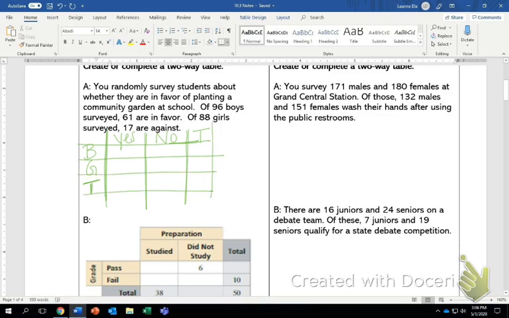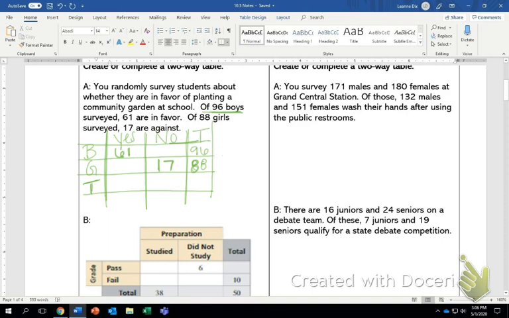Okay. So now that I'm done with that, I can fill in the pieces that I need. It says of the 96 boys, well, that's my total boys. So I'm going to put my 96 over here in my marginal frequency. They said that 61 of these boys are in favor. So I'll put 61 here. They were in favor. And of the 88 girls, 17 are against. All right, so now that I'm done with that, I can either add or subtract to fill in the rest of my information.